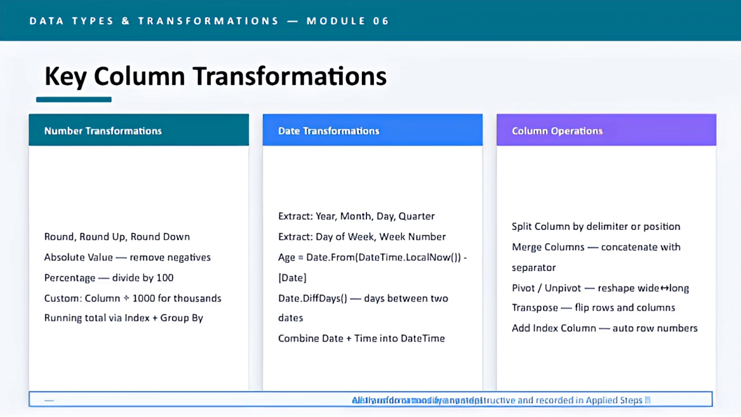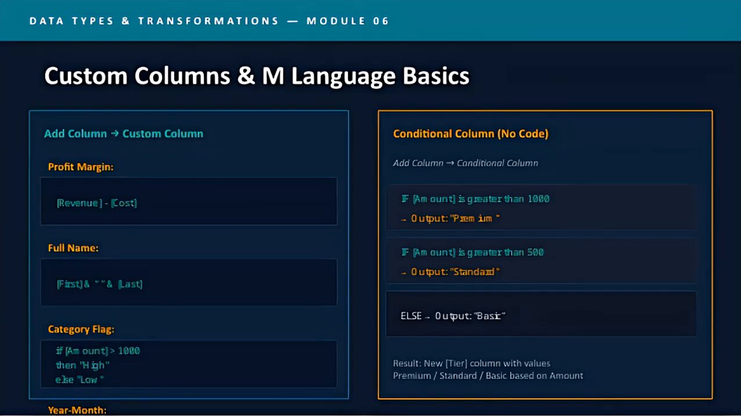Now let's look at the result of creating a new tier column, which categorizes our data into premium, standard, or basic based on the amount value. If the amount exceeds 1,000, it labels it as premium. If it's greater than 500 but less than or equal to 1,000, it becomes standard. Otherwise, it defaults to basic.